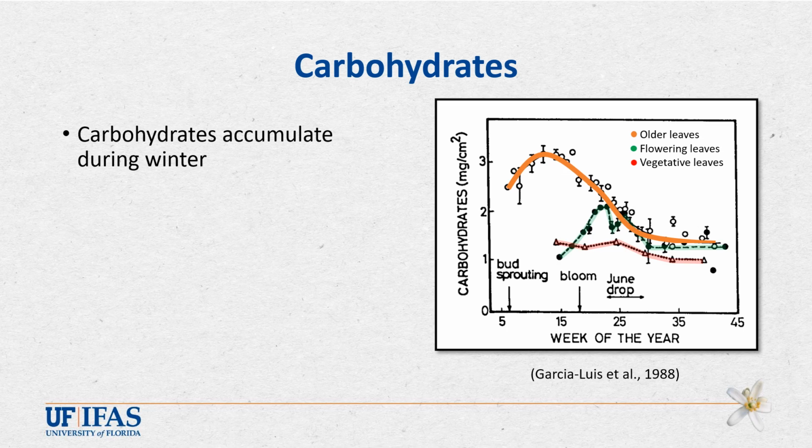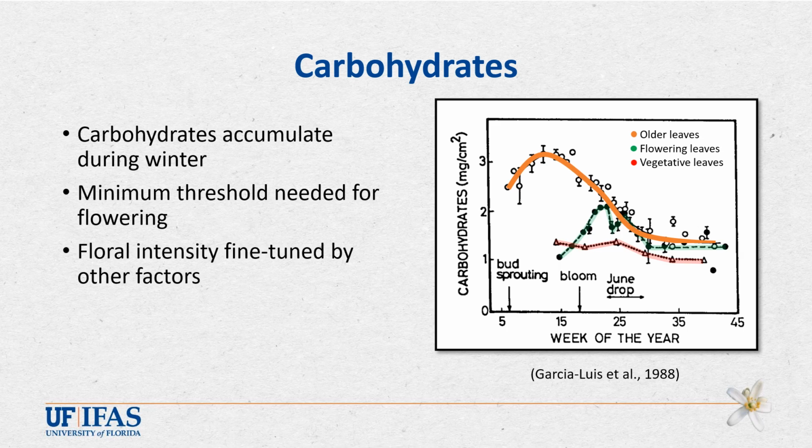The main takeaway here is that flowering is a very expensive process. A very loose positive correlation exists between carb levels in the older leaves and the degree of subsequent flowering. Generally, it seems a minimum carb threshold must be met for flowering to proceed, but further increases in carbohydrate level don't always cause an equal increase in flower numbers. The actual floral intensity seems to be fine-tuned by other factors, but for now, let's dive a bit deeper into the carbohydrate economy.